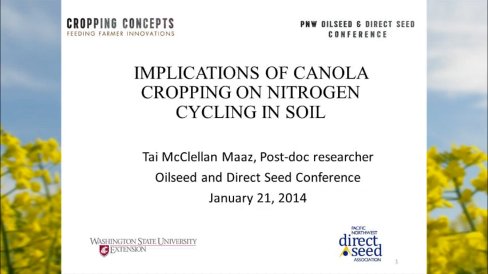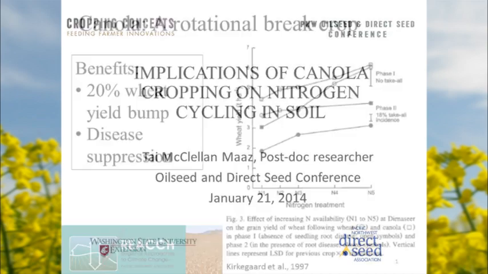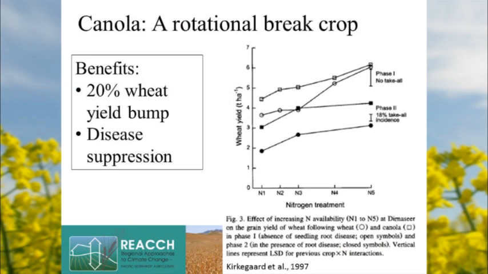canola in the rotation. And so you've heard that as much as a 20% wheat yield bump may occur after growing canola. This research has been performed in Australia. They've pioneered this yield bump idea, where having canola in the rotation can have a rotational benefit, not just where you can try to tease out the nitrogen effect versus the rotational effects. And they've seen that canola can actually bump yields through the suppression of diseases.